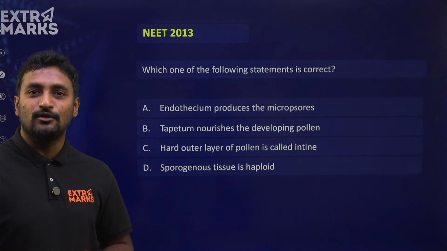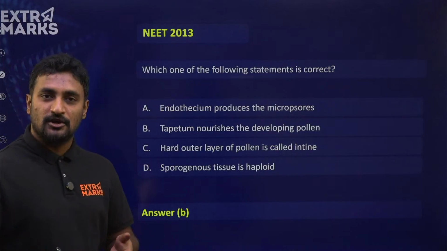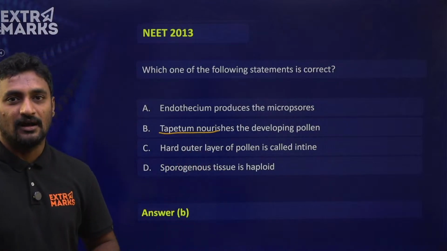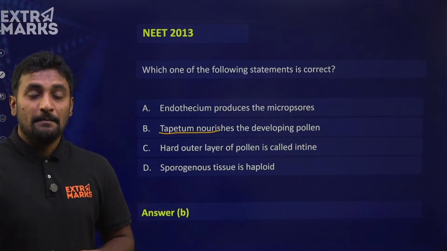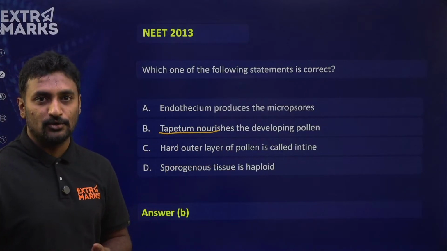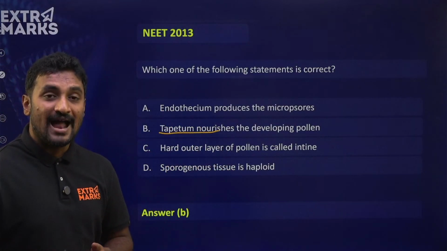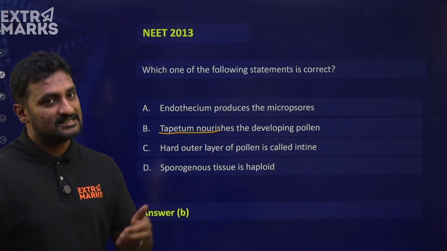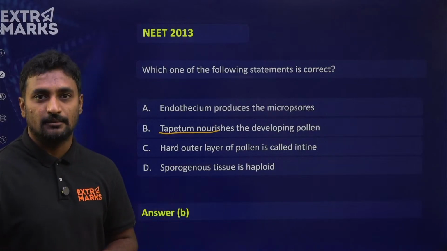Yes, absolutely right. The answer is option B, the tapetum cell, which helps in the nourishment of the developing pollen grain. Many times they can also ask a question on endothecium. What is the function of endothecium? The dehiscence part. And sometimes they can also ask what is the function of epidermis; as the name states itself, derma, it gives the protection.